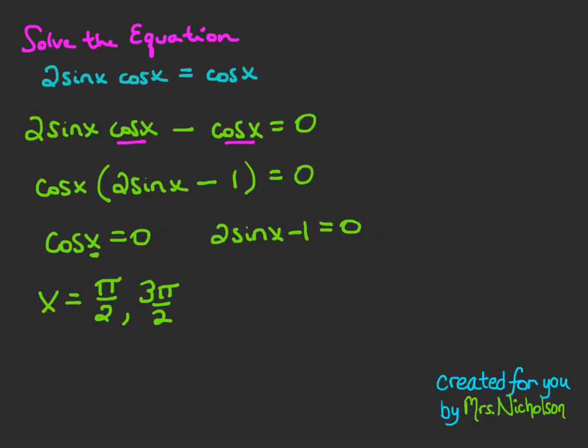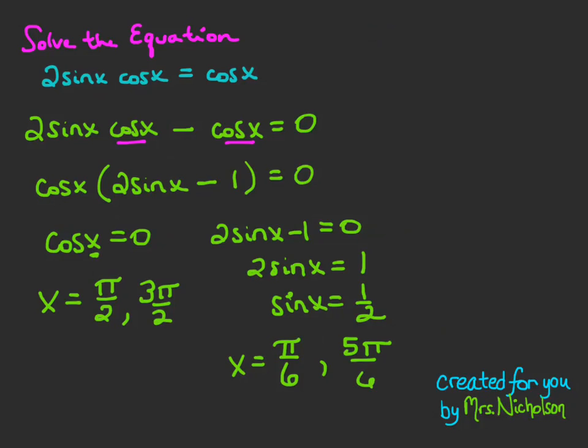Alright, in my other equation, I need to get sine x by itself. So I'm going to add 1 to both sides, and then divide by 2, and I get sine x equal to positive 1/2. So when I go to my unit circle, I know that sine is positive in quadrants 1 and 2, and the angles that have a sine of 1/2 are going to be the angles with denominators of 6, pi over 6, and 5 pi over 6. And so those 4 angles are the solutions to this equation.